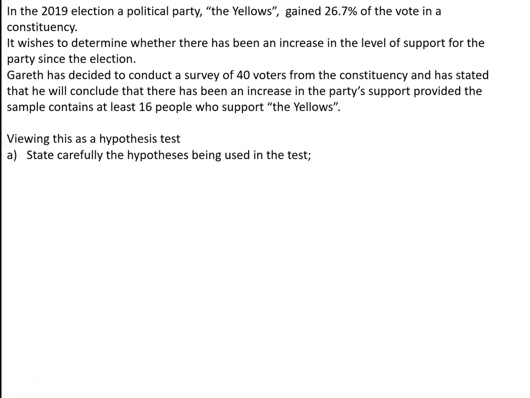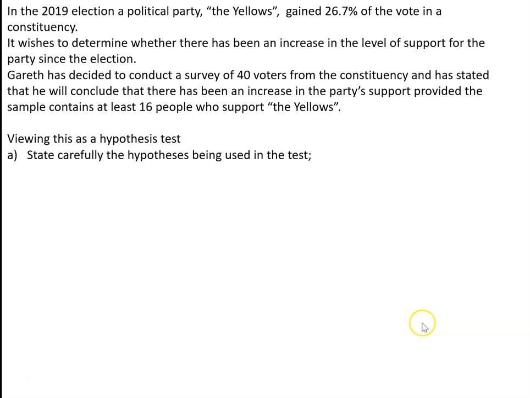In the 2019 election, a political party, which we will call the Yellows, gained 26.7% of the vote in a constituency. It wishes to determine whether there has been an increase in the level of support for the party since the election. Gareth has decided to conduct a survey of 40 voters from the constituency and has stated that he will conclude that there has been an increase in the party's support, provided the sample contains at least 16 people who support the Yellows. So viewing this as a hypothesis test, first of all we need to state carefully the hypotheses that are being used in the test.